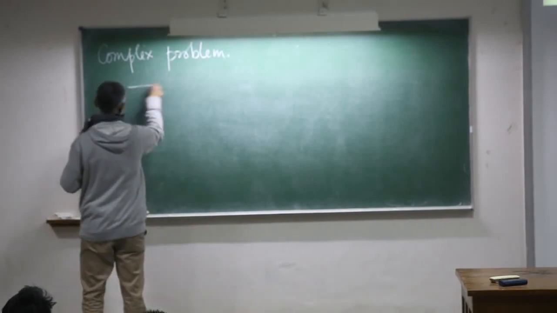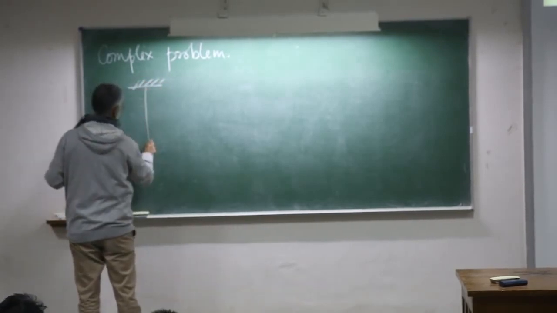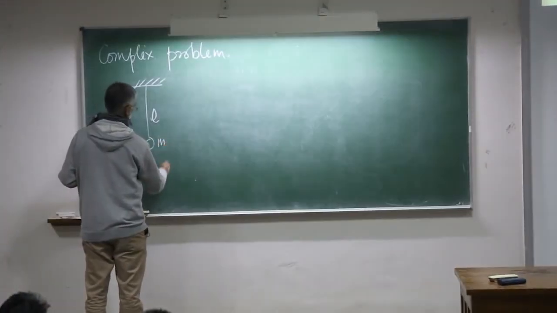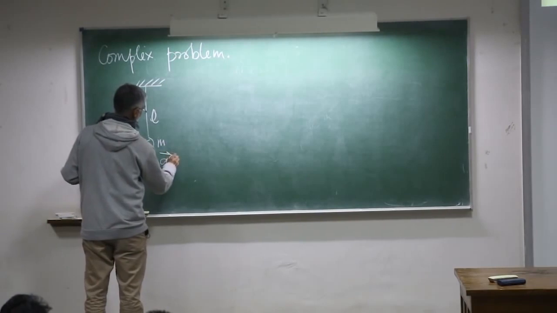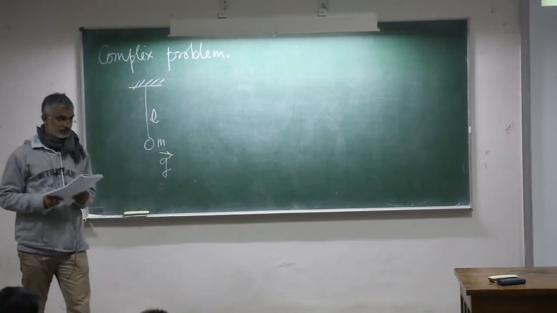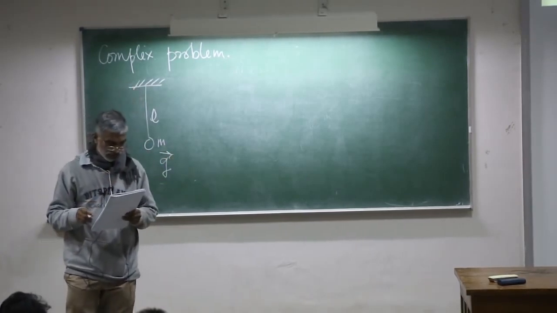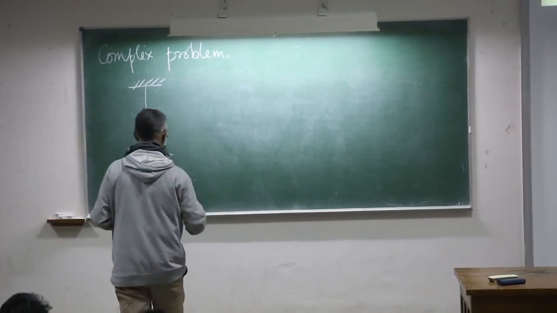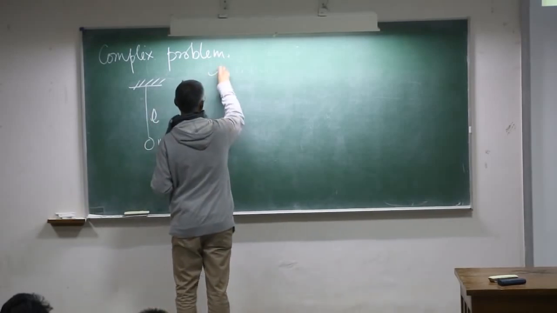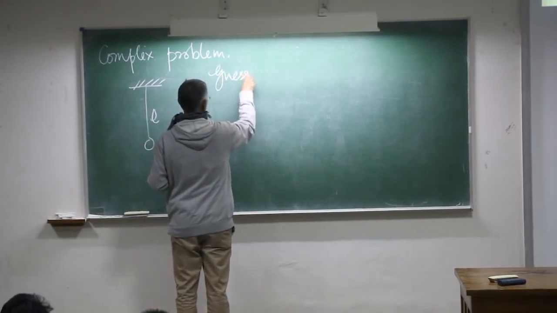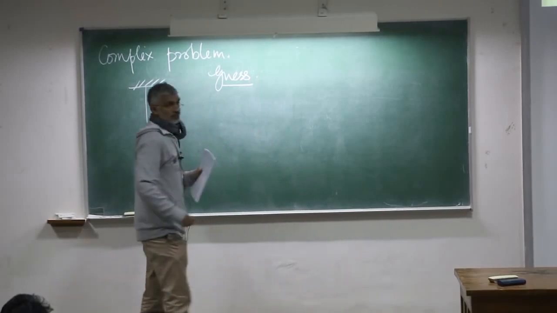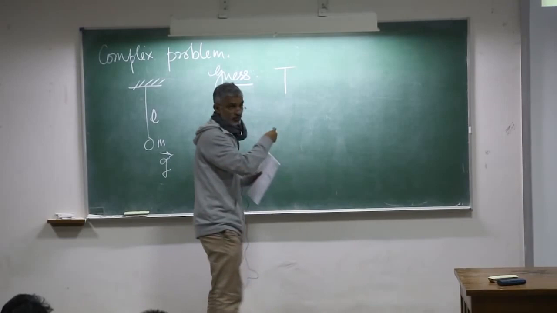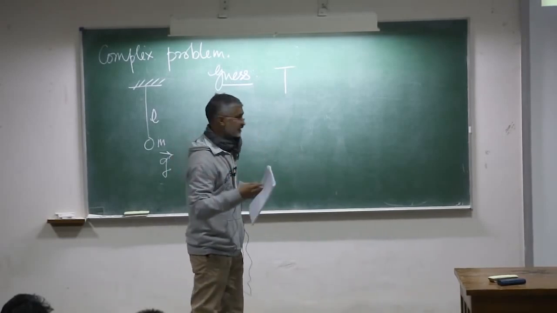So I have a simple pendulum with a length L, mass M, and on some planet, G. And I would like to know what's the time period. I'm going to make a guess. Since I don't know anything, make a guess. Well, this could go wrong, but it's all right, we have to start somewhere.